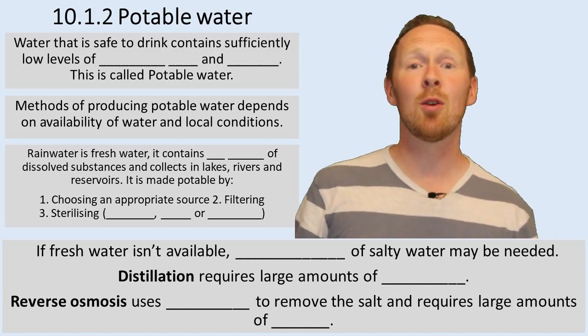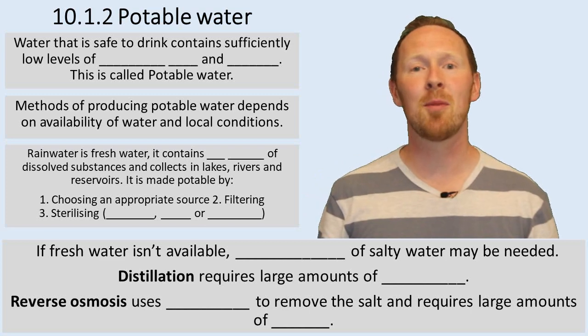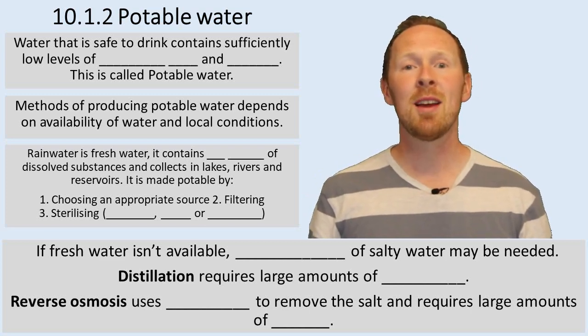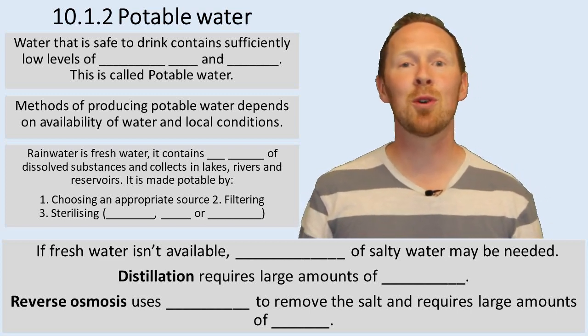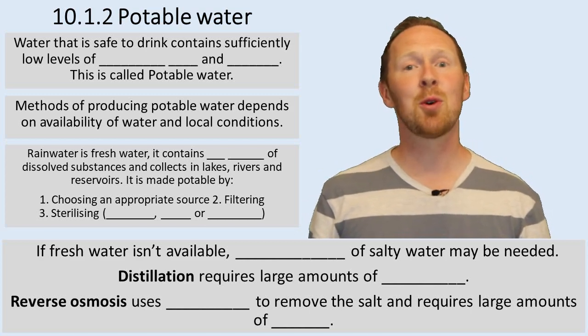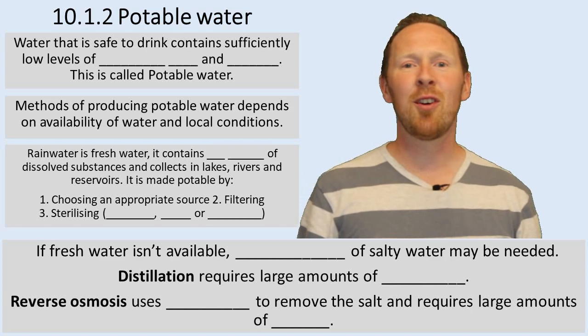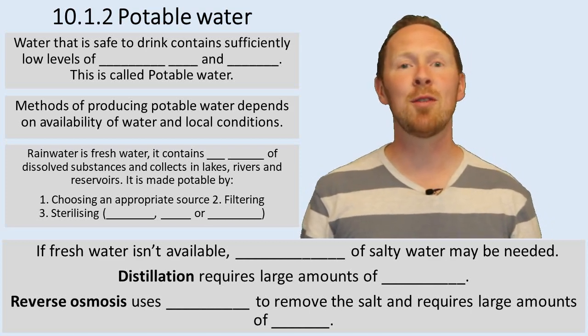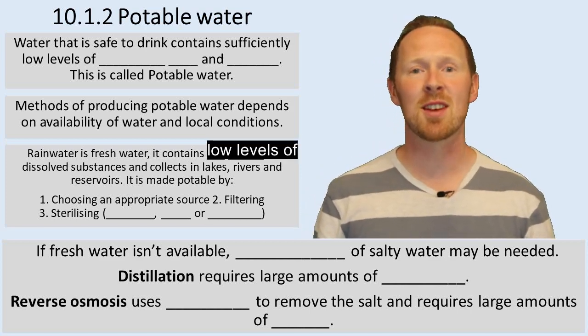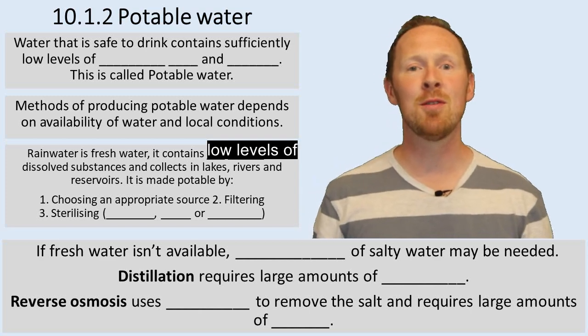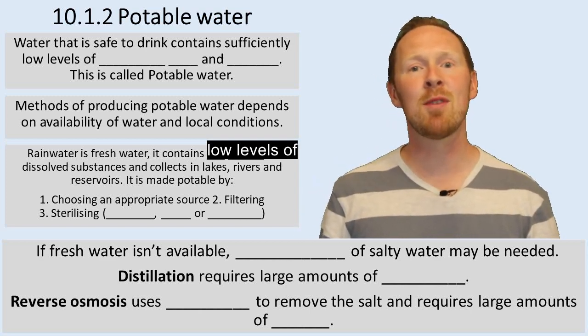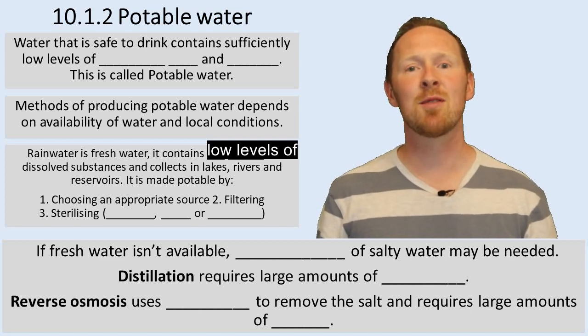Now, where you get your drinking water from, your potable water from, depends on where you live. It depends on the conditions of the water near where you are and the source of the water. A water company is looking for water that has low levels of dissolved substances, so it's easier for it to be removed. And rainwater is a great source of this, and that builds up in rivers, in lakes, and in reservoirs.